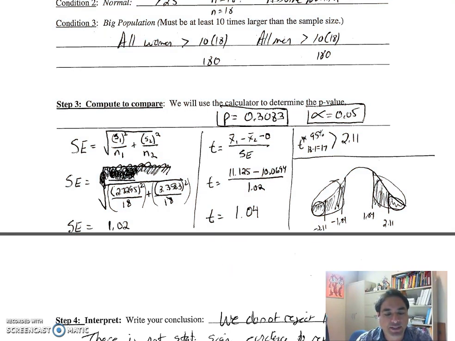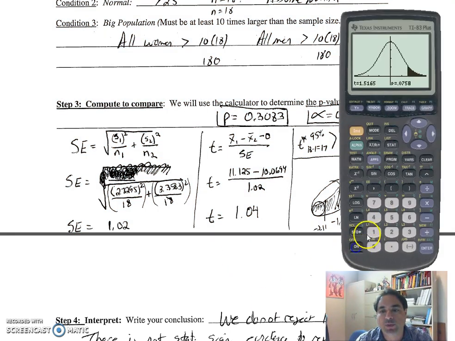To find the p-value in the calculator, we go to Stat, Test. This time we're doing two sample t-test, number 4. We have the stats, and remember we put women first, so the women's mean was 11.125. The women's standard deviation was 2.7295, and there were 18. The men's mean was 10.0694, and the standard deviation was 3.3583, and there were 18.